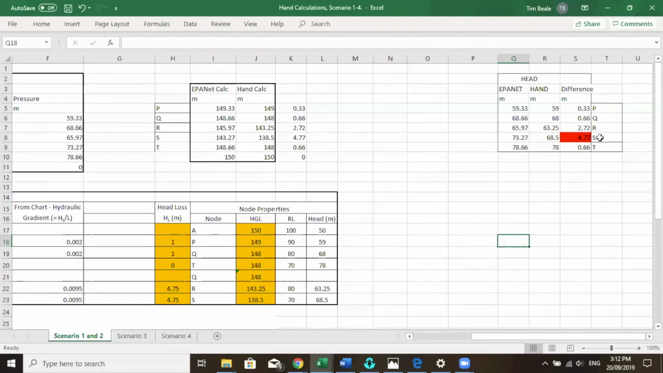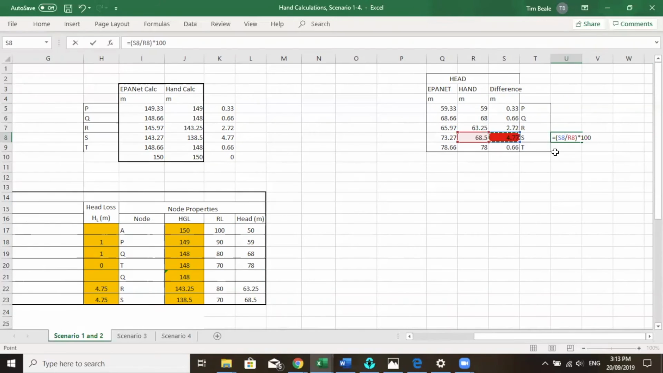Are we able to get a percentage on it? Yes, we can. 6.9%. So that's 6.9% along that branch through that node. Oh, 6.9% at that node. Yep. So basically, our largest difference is 6.9%.